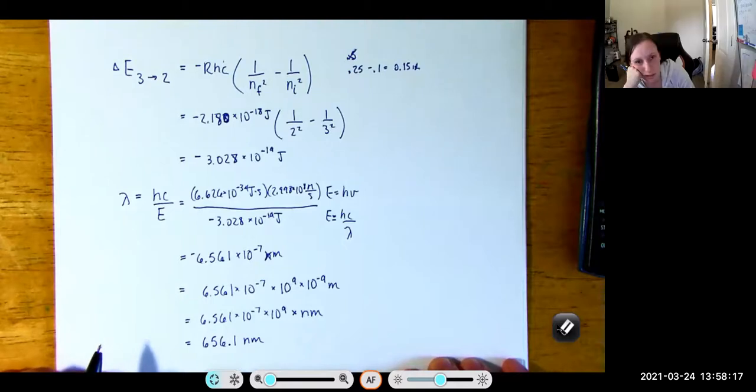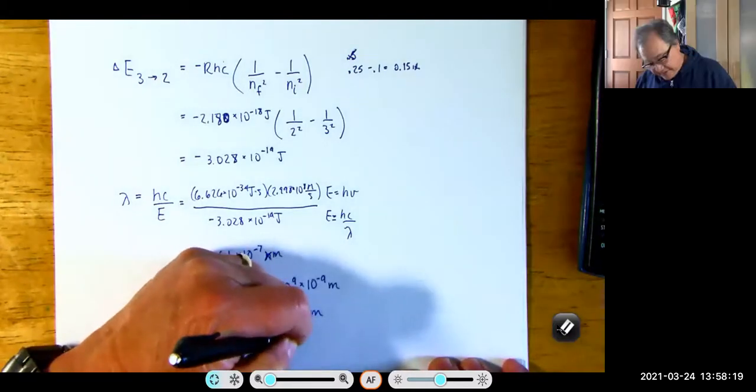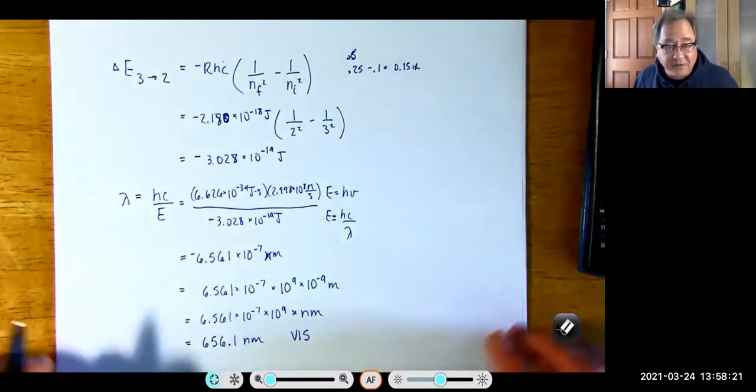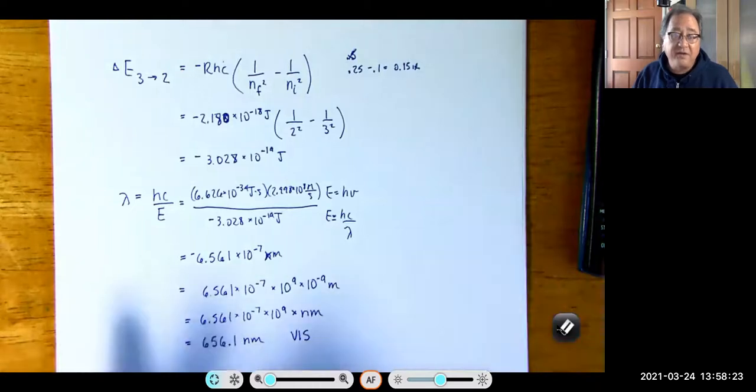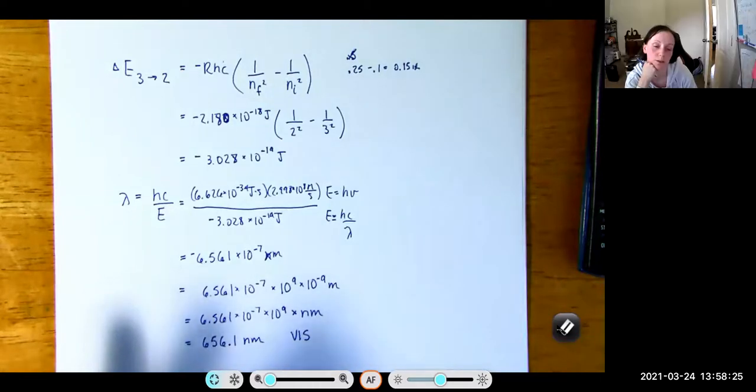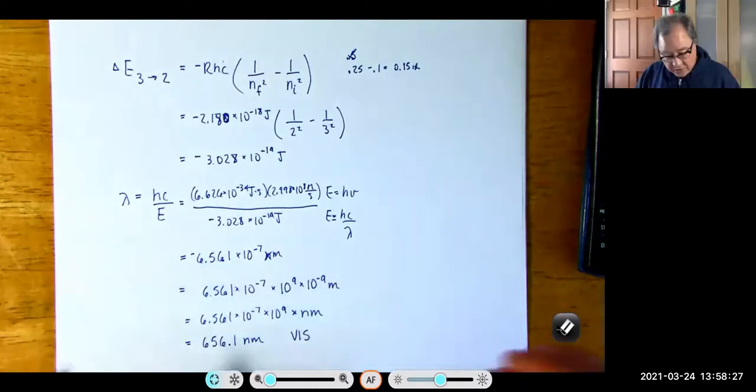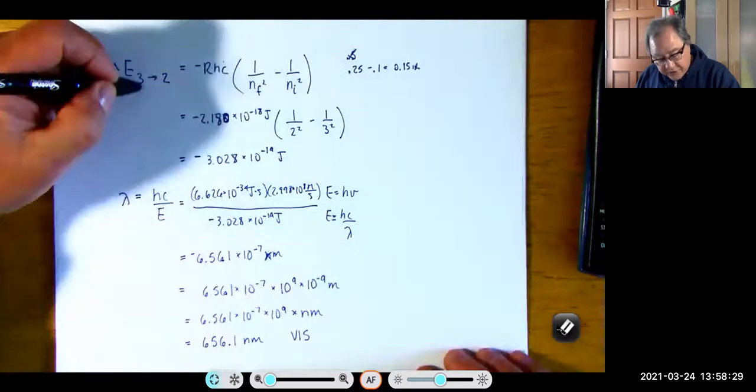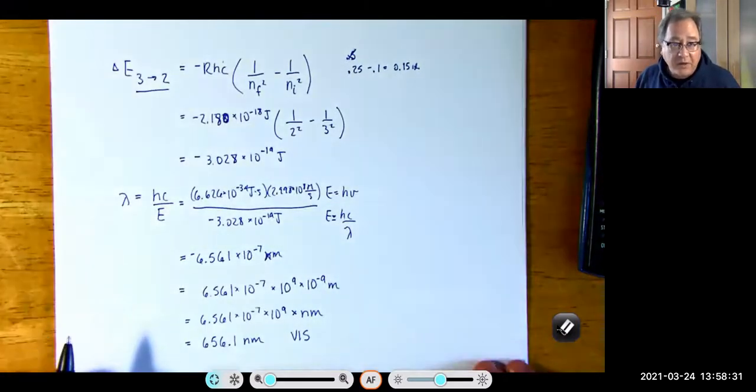Visible light. And how do you know it's visible light? Because you've memorized that visible light goes from where to where? 400 to 700. There you go. So when we go from 3 to 2, that's going to be a visible wavelength.